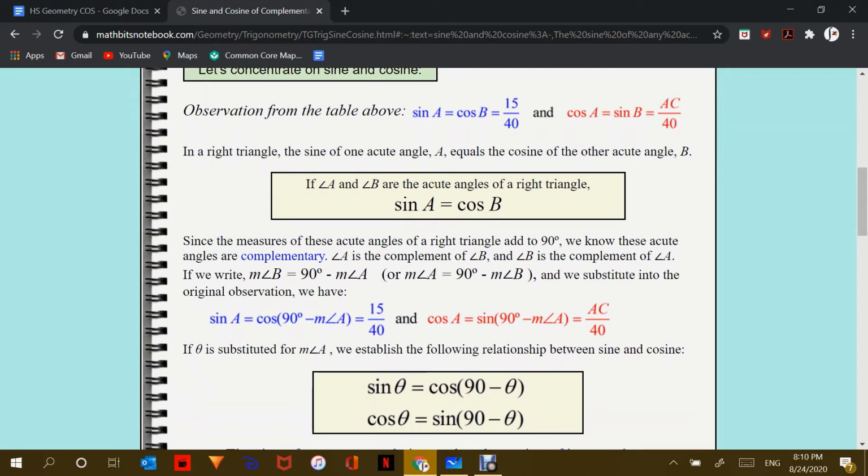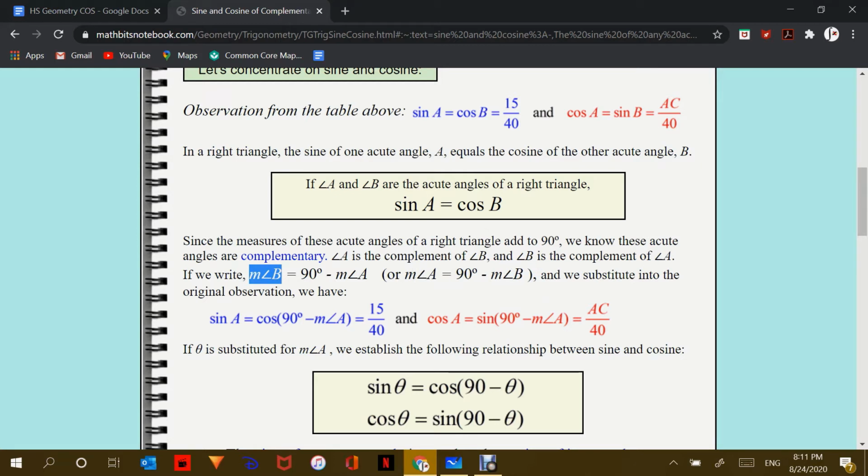So if we write B as an expression, we can see that B is equal to 90 degrees minus A, or A is equal to 90 minus B. Because if they're complementary, A plus B is equal to 90, so if you subtract B, you get A is equal to 90 minus B, or B is equal to 90 minus A. So now sine of A is equal to cosine of B, and we substitute in this value, 90 minus A.